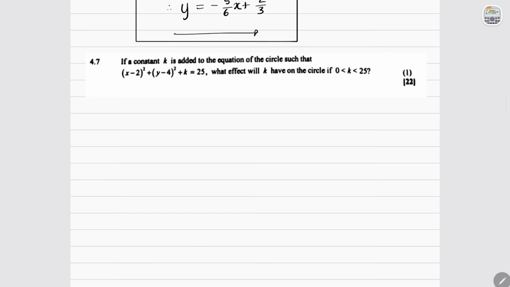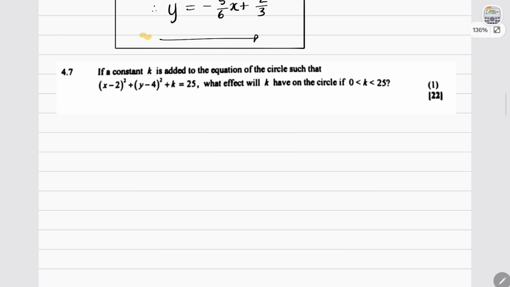Okay, question 7.4 says, if a constant k is added to the equation of the circle such that this plus k is equal to 25, so there they've added the constant k, what effect will k have on the circle if k is greater than 0 but less than 25?